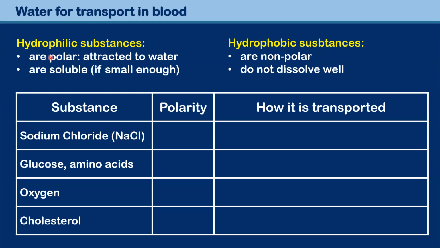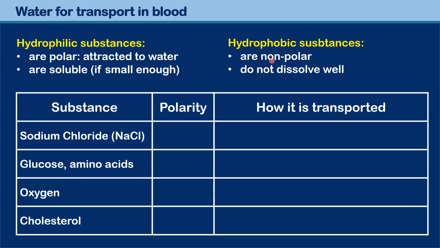Hydrophilic substances generally are polar, so this means they are attracted to water. And some of them, if they're small enough, are also soluble. That means if you, for example, take some salt and put it into water, then it dissolves. You cannot see it anymore, and it's still in there, of course. But essentially, it's surrounded by water molecules, the individual salt ions, and therefore it dissolves. And the salt is polar, of course. It carries a charge.